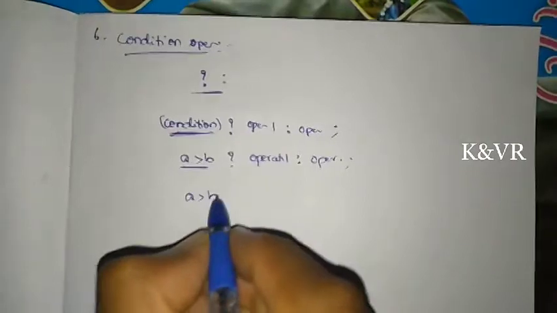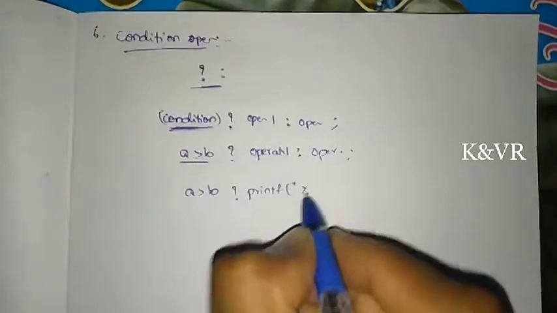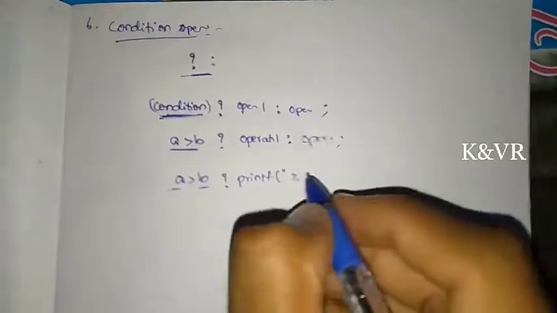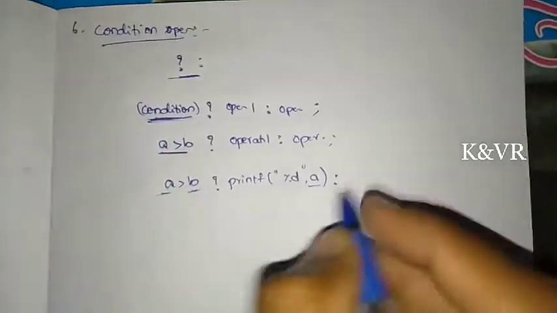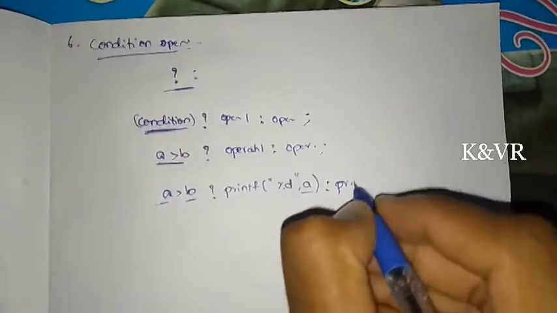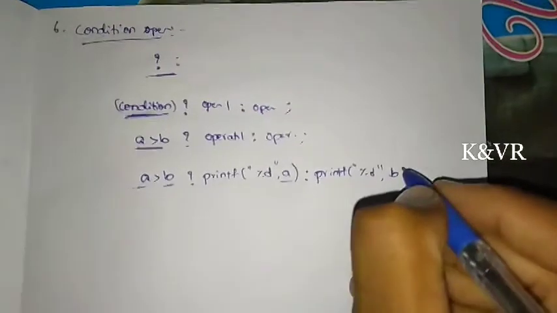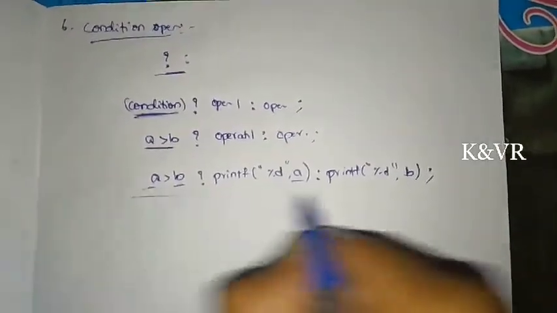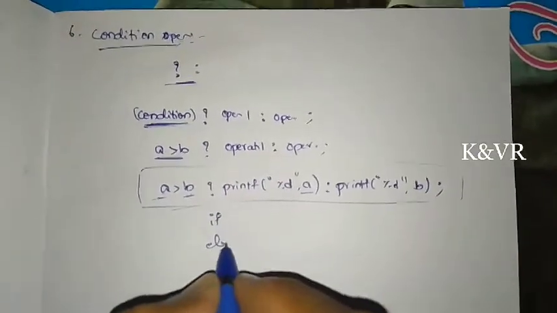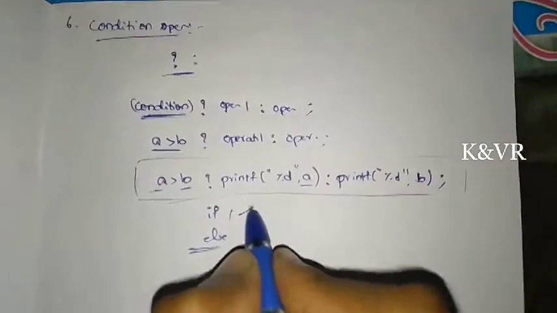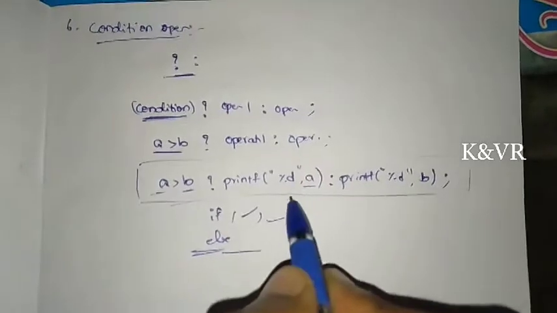Suppose I am checking this condition and the first operation is printing the value of a. I am taking a and b as integers, printf percent d comma a. I am printing the value of a if a greater than b, or else I am printing the value of b. It is just like if else conditions, later we discuss about this one. If the condition is true, the if block executes, or else the else block will execute. In the same way, it is just a replacement of this one.